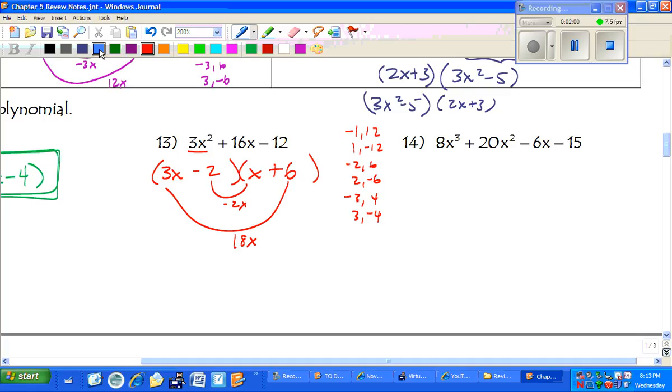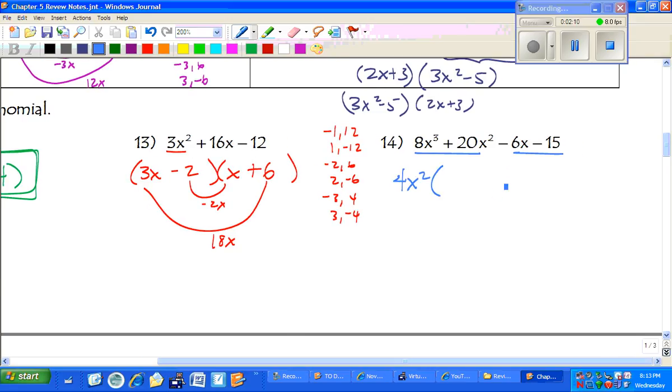Right, and then the last one is factoring by grouping. So if we look at the first two terms, we can take out a 4 and an x squared. When we do that, we're left with 8 divided by 4, 2. X cubed divided by x squared, we get an x. 20 divided by 4 is 5. X squared divided by x squared is just 1, so we just get 2x plus 5.